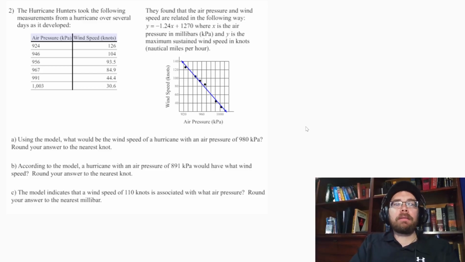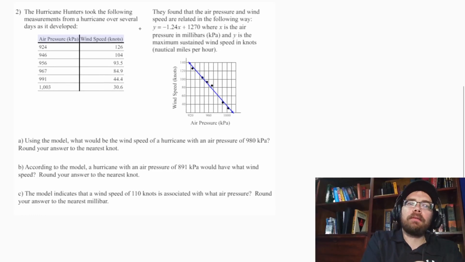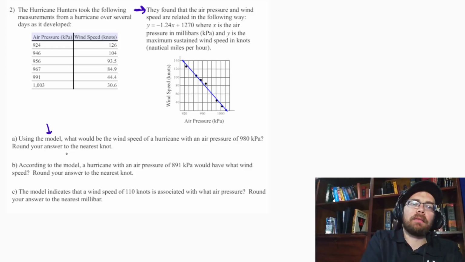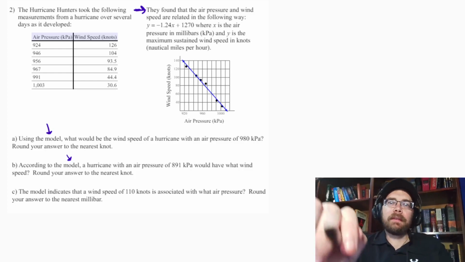Using the model. They didn't really use the word model yet, but now all of a sudden they're calling it a model. So when they say model, they don't mean the T-chart, they mean the graph with the line. This is the model. So according to the model, let's see.